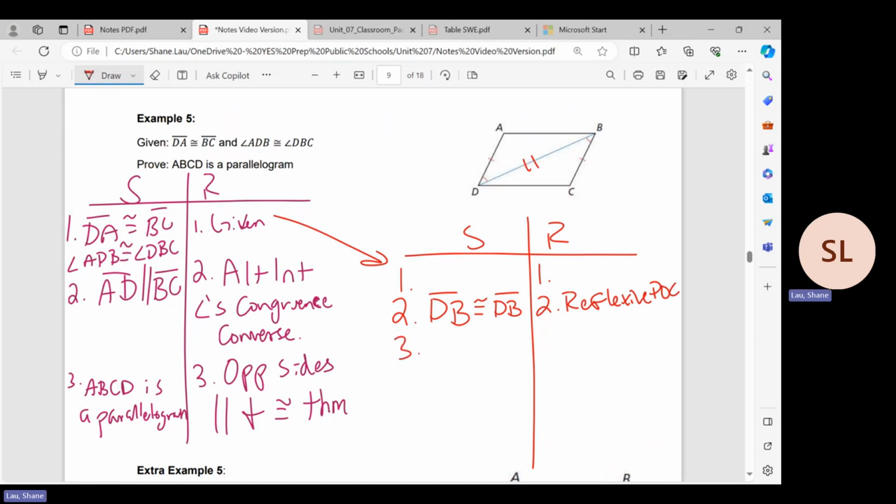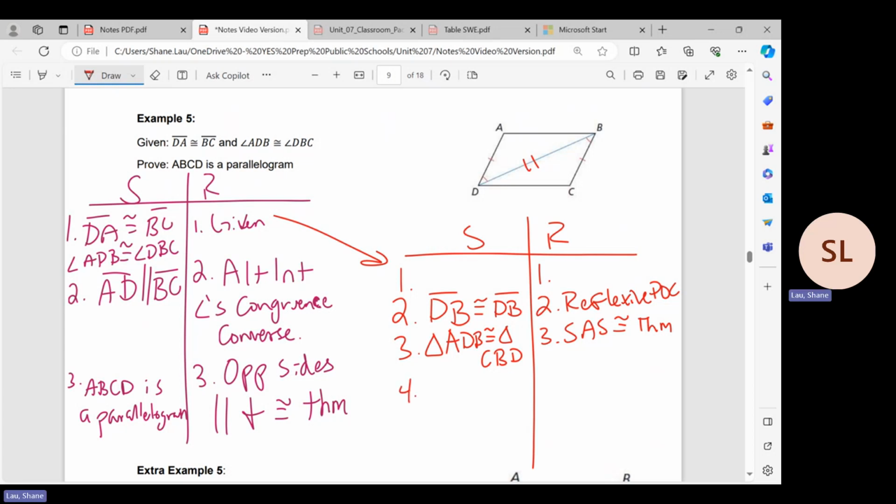Well, I've just now shown that I have a side, an angle, and another side in that order. So because I can say that, I can say triangle, oh, we got to be very careful here, ADB is congruent with triangle CBD. I say careful because you want to make sure the letters are matching up. So we were able to say that because of the SAS congruence theorem that we learned in Unit 5.